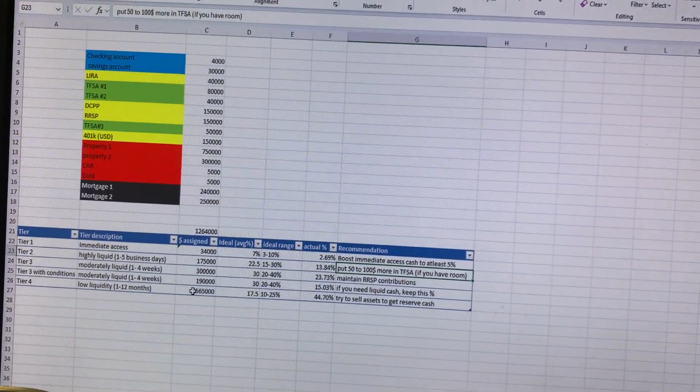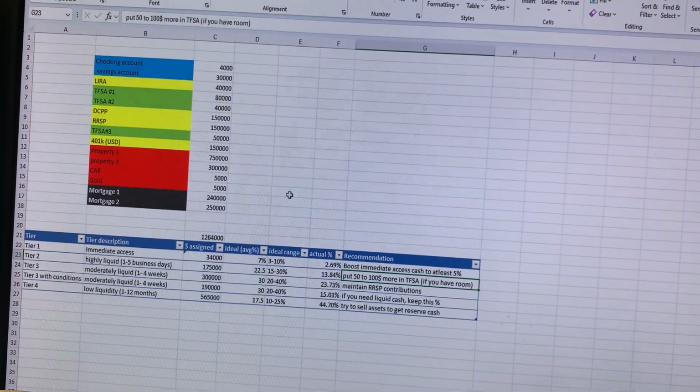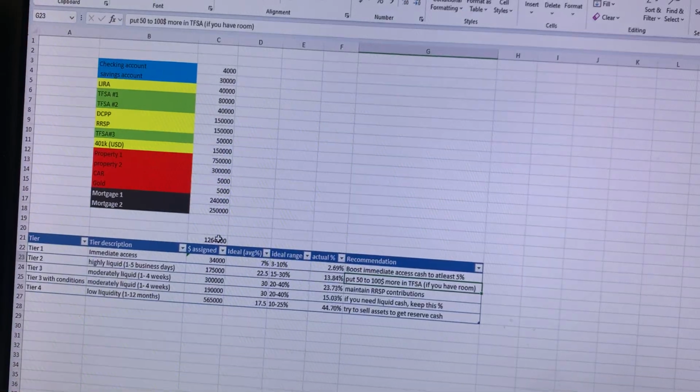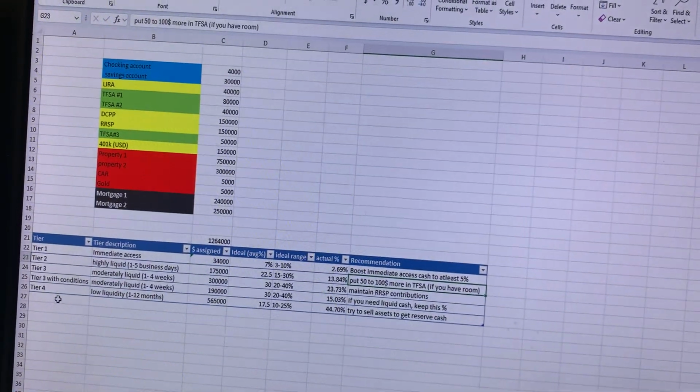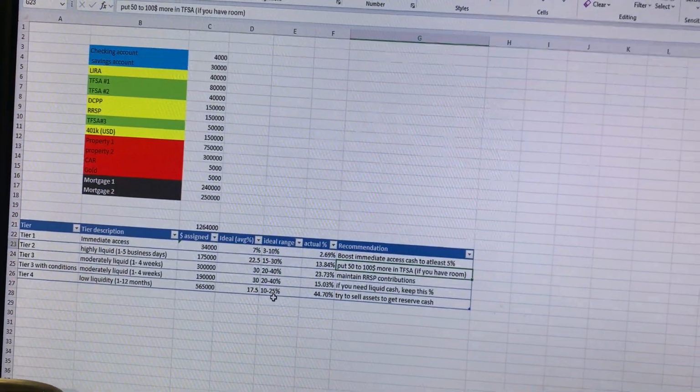So that was my video today on how to calculate your net worth and how to categorize your accounts in different tiers, and what the ideal range is for all these different tiers.